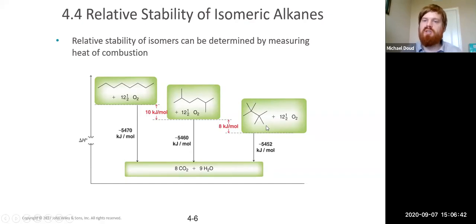The more branches that you have in a constitutional isomer, the less stable it is and the less energy you're going to get out of burning it, out of combustion. So that's the way that we're going to measure isomeric alkanes from here on. And we're going to refer back to this periodically throughout this chapter and then on into the next 2 semesters. So let's keep that in mind.